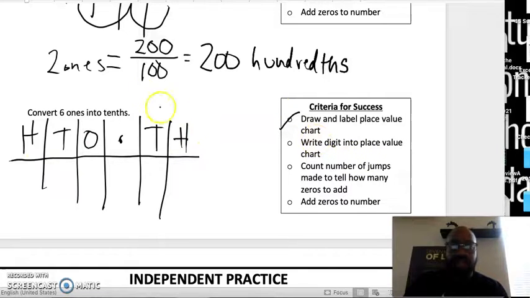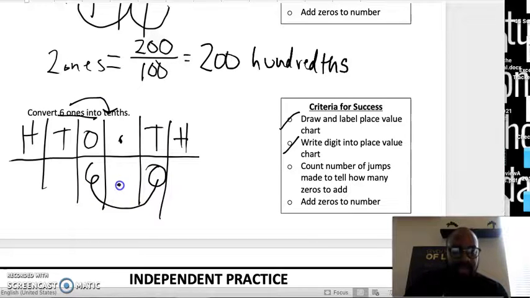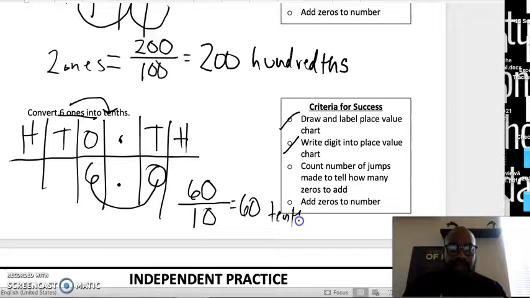Write the digit into the place value. So we're changing 6 ones. So I'm going to put the 6 ones, cool. And I'm changing that into tenths. So I'm jumping to the tenths place. That is 1 jump. I did not count this because it is the decimal point place and not a place value. So that's 60, and we jump to the tenths place, which is the same as 60 tenths. So 6 ones is the same as 60 tenths.